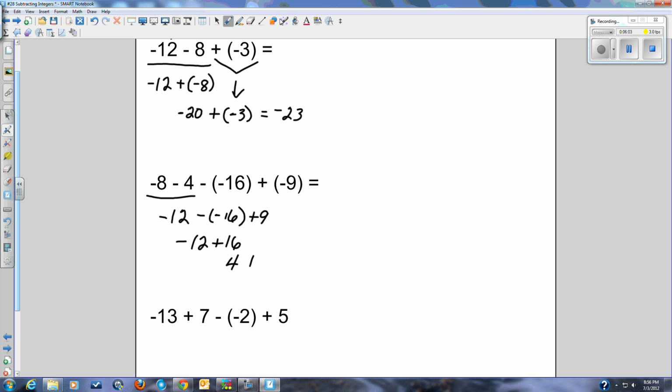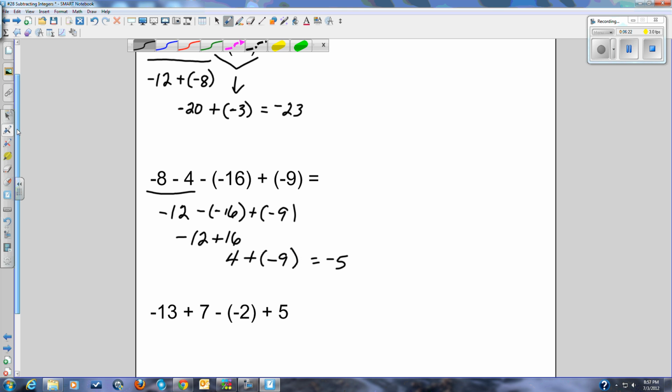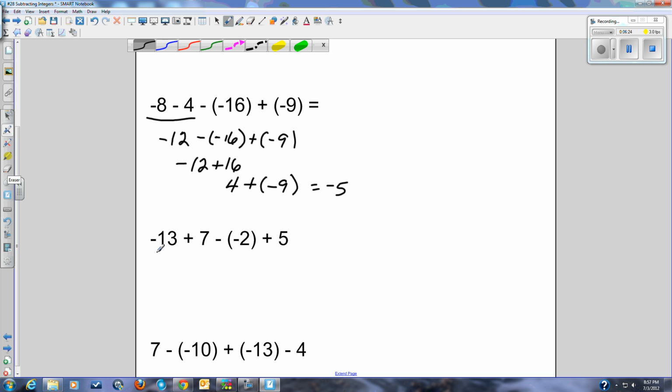And now, I forgot to copy down the negative sign, so I'm just going to do that right now here. There you go. So 4 plus negative 9, that gives you negative 5. Let's go ahead and try the next one. Again, let's go left to right. Negative 13 plus 7. Negative 13 plus 7 gives you negative 6.